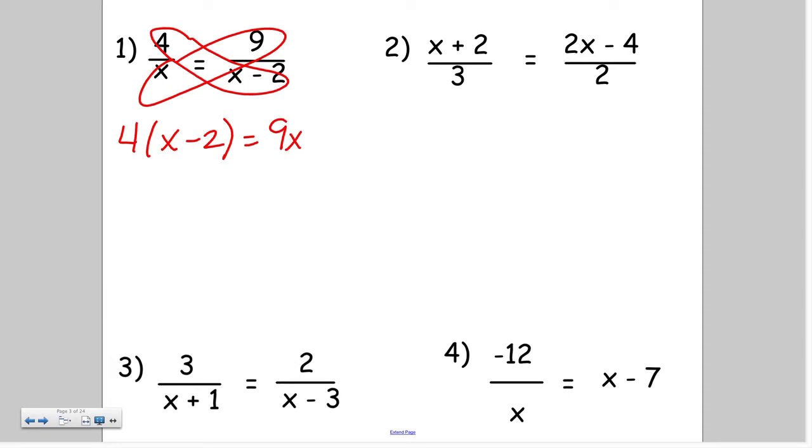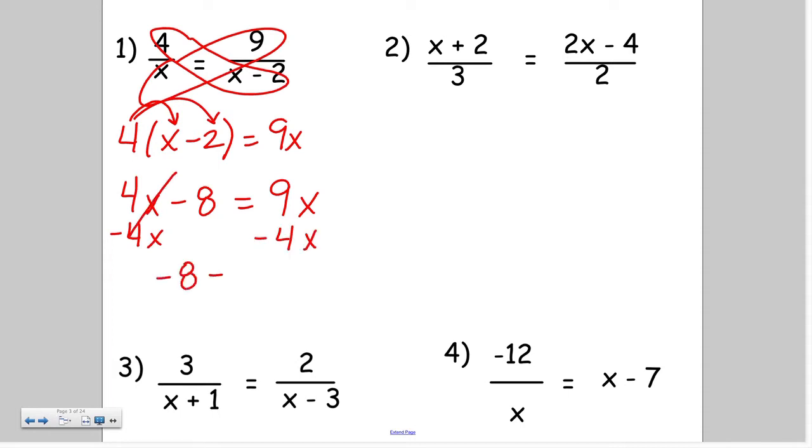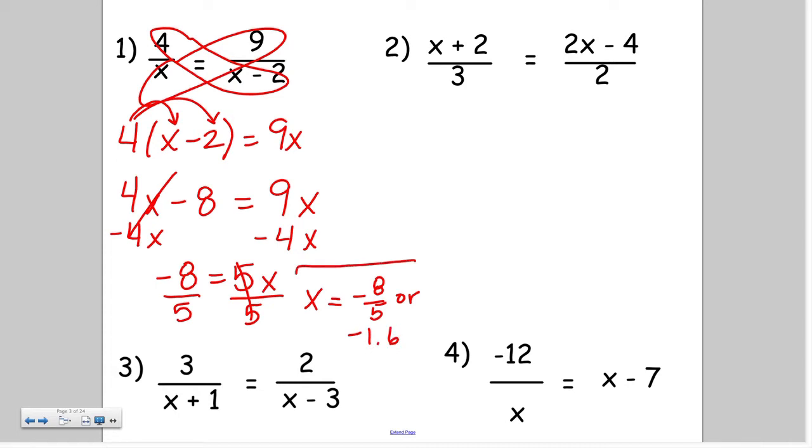Alright, so we've cross multiplied, now we actually have to go through and solve it. We're going to distribute 4. Then we're going to get all of our x's together and isolate our constants. Move 4x over. And the last step is to get x all by itself by dividing by 5. So our answer is either negative 8 over 5 or negative 1.6 if you made it a decimal.